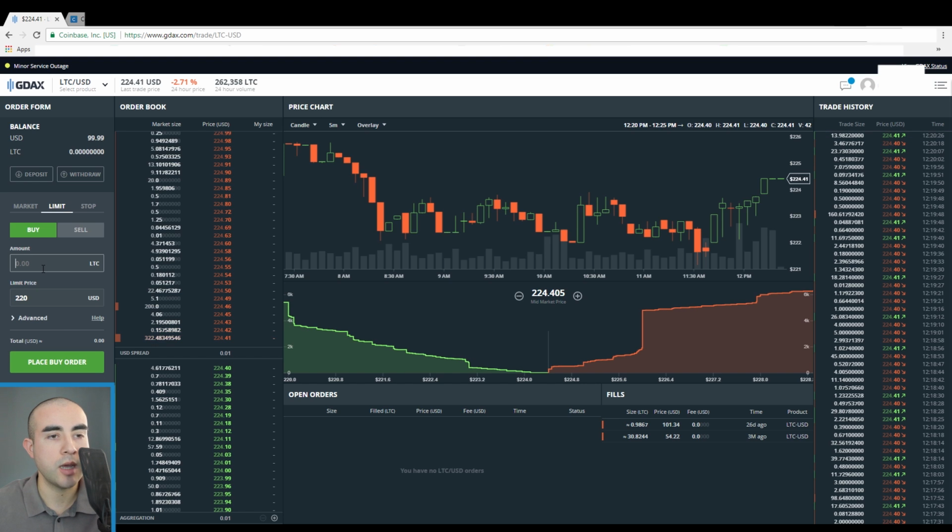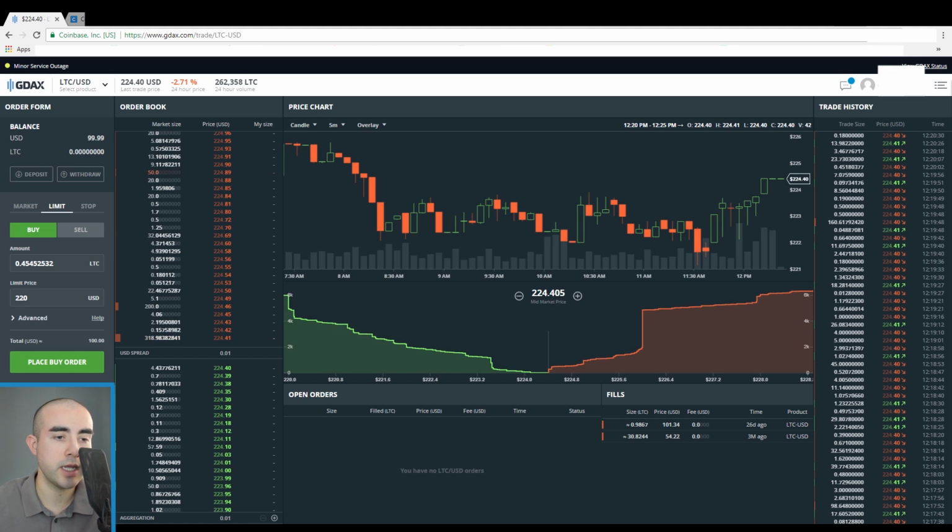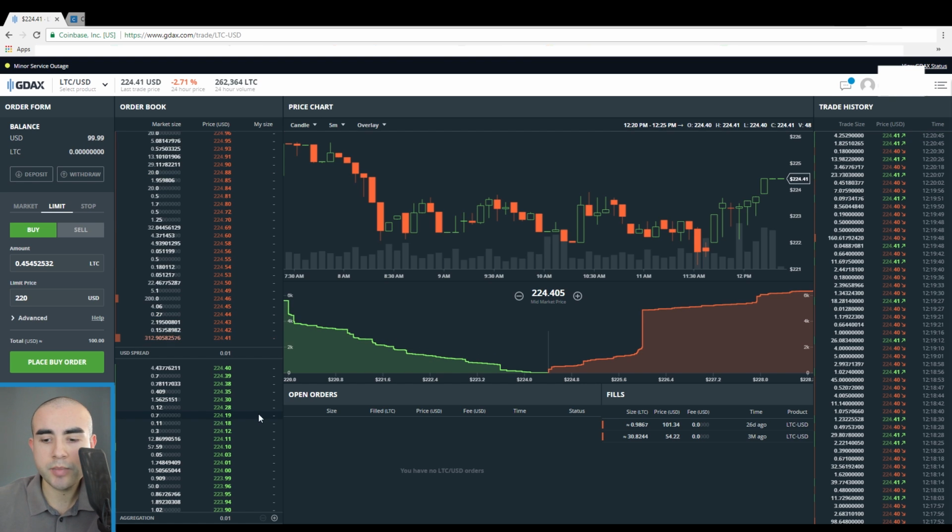Then it asks you, how much do you want to buy? I want to buy that much Litecoin, which is basically the equivalent of how much US dollar I have. I could click on place order, and it would place the order, and it would only execute when the price of Litecoin drops to $220. But I'll show you a real actual buying example in my tutorial video. But that's really basically all you have to know for the review of GDAX.